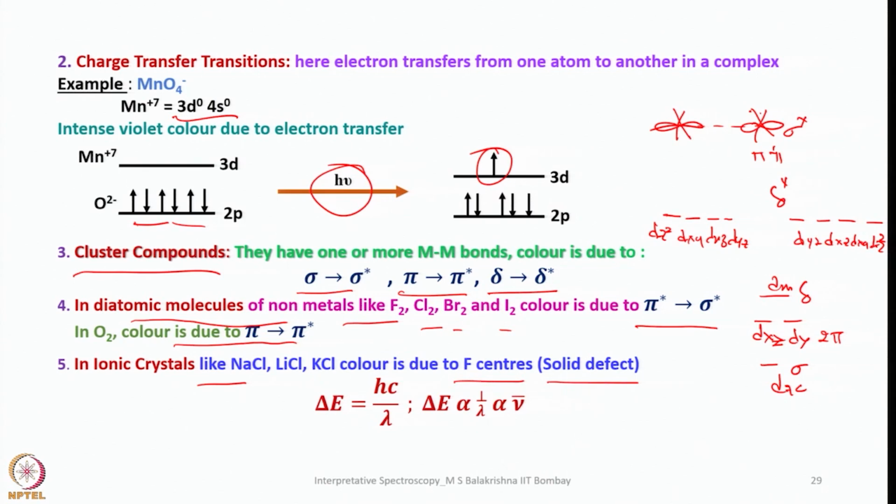Here it is due to some solid state effects, or some voids that are occupied by other, different hetero anions or cations. Mostly it is cations, or it can be anions as well. This is called ionic crystals. In ionic crystals, the color is due to solid defects. And of course, the energy difference can always be correlated with hc by lambda. Delta is directly proportional to wave number, or you can write it in this fashion.